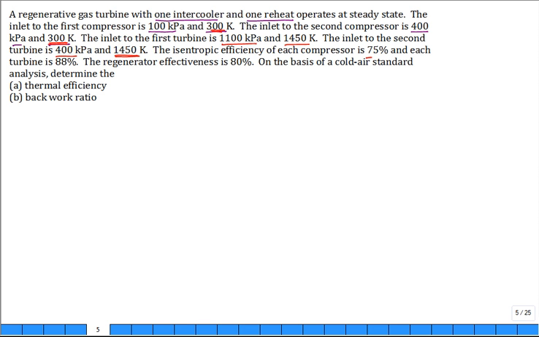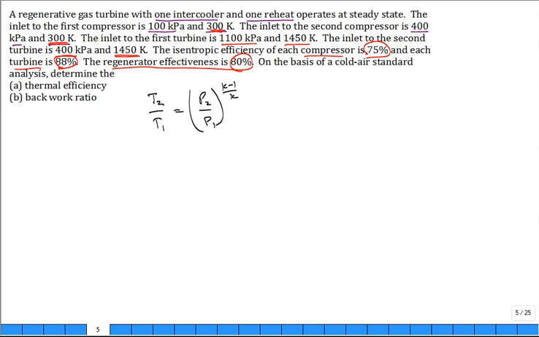You have isentropic efficiency for the compressor, the isentropic efficiency for the turbine, and the regenerator effectiveness. So this is a long and tedious problem. Can you solve a problem like that? I hope you can step through it, right? What favorite equation would you use? T2 divided by T1 is equal to P2 over P1 to the K minus 1 over K. All right? And that's for isentropic process.